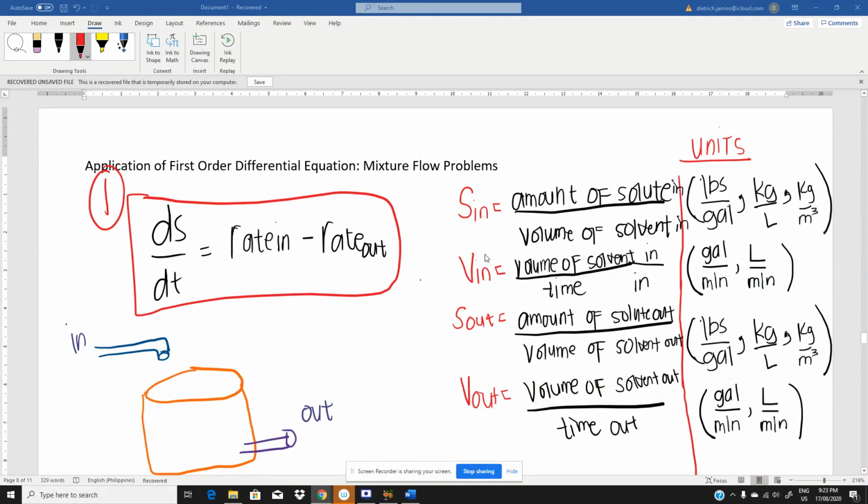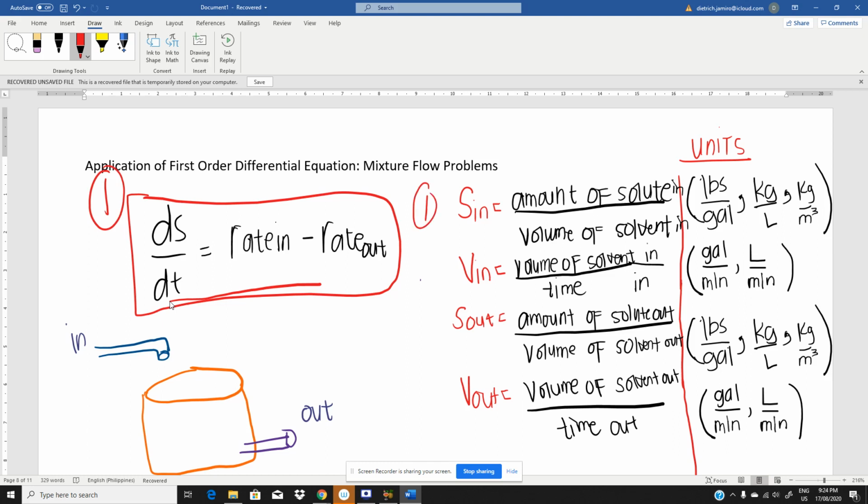So our topic for today is all about application of first order differential equations, specifically mixture flow problems. The general mathematical model for mixture flow problems in differential equations is given that dS over dt, so this one, dS over dt, is equal to rate in minus rate out. Where S in is equivalent to amount of solute in over the volume of solvent in.